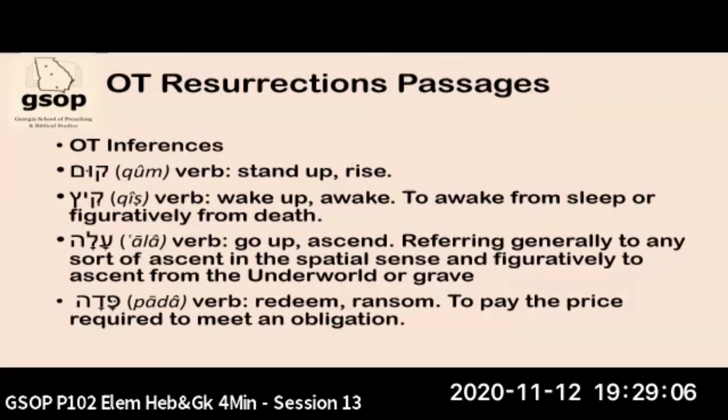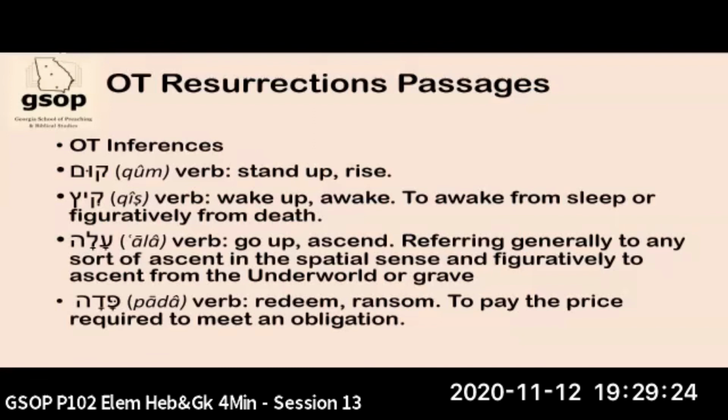Also, Daniel chapter 12, verse 2, which we read, describes resurrection as the dead awakening. That's the word keets. Job chapter 14, verse 12 speaks of the normal state of mankind, emphasizing the dead do not awake. That is also the word keets. So it's referring to being awake, and in this case, Job says not awake.